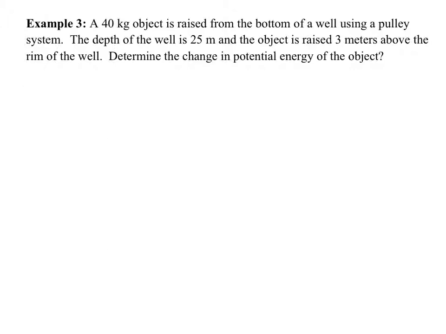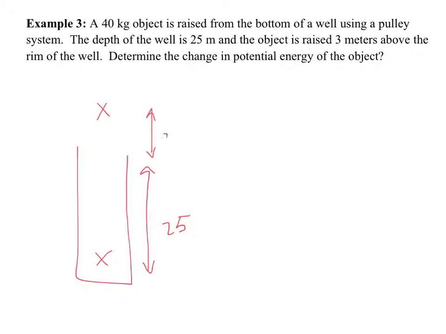This is the kind of problem that I specifically asked because I want you to understand about relative changes. So where is this object to start? Where is it located? What does it say? At the bottom of the well, right? At the very bottom. The well itself is 25 meters deep, but you raise it 3 meters above the rim of the well. So here's the object down here at the bottom of the well. Here's the well drawn. And then it gets raised all the way up to here. So it goes 25 meters, and then it goes an additional 3 meters.